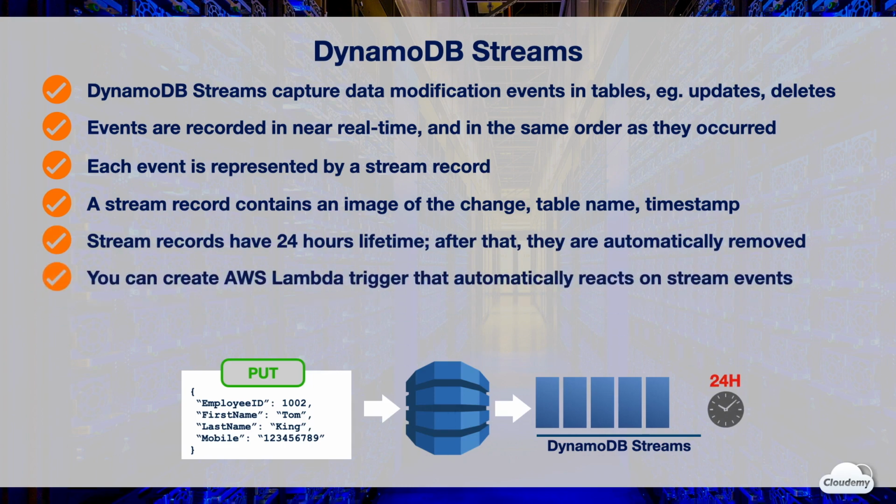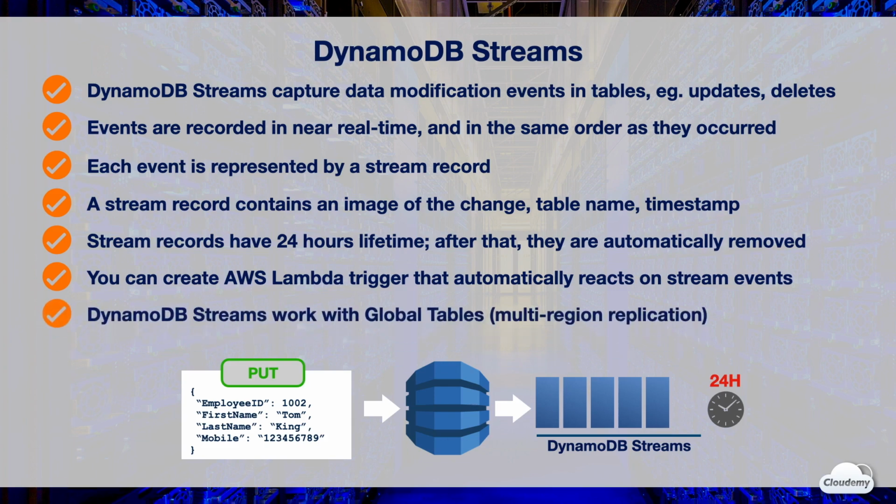You can use DynamoDB streams together with AWS Lambda to create a trigger that executes automatically when an event of interest appears in a stream. For example, you can create a trigger to send a welcome email whenever a new customer has been added to the DynamoDB table. DynamoDB streams also work with DynamoDB global tables. Global tables use streams behind the scenes to replicate data across multiple regions.